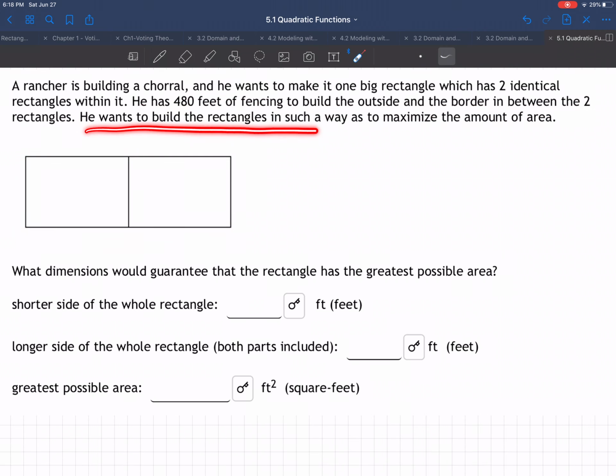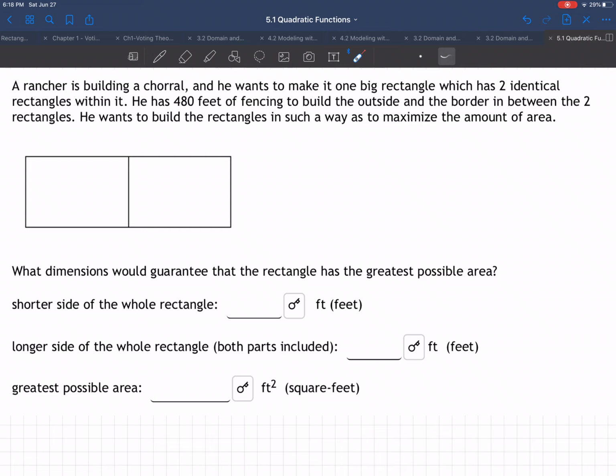He wants to build the rectangles in such a way as to maximize the amount of area. That makes sense. You want as much area as possible in your corral. So if that's his game plan, how should he build the corral? This is a very, very practical problem. We're getting sophisticated now in our mathematical abilities so we can solve real-life problems.